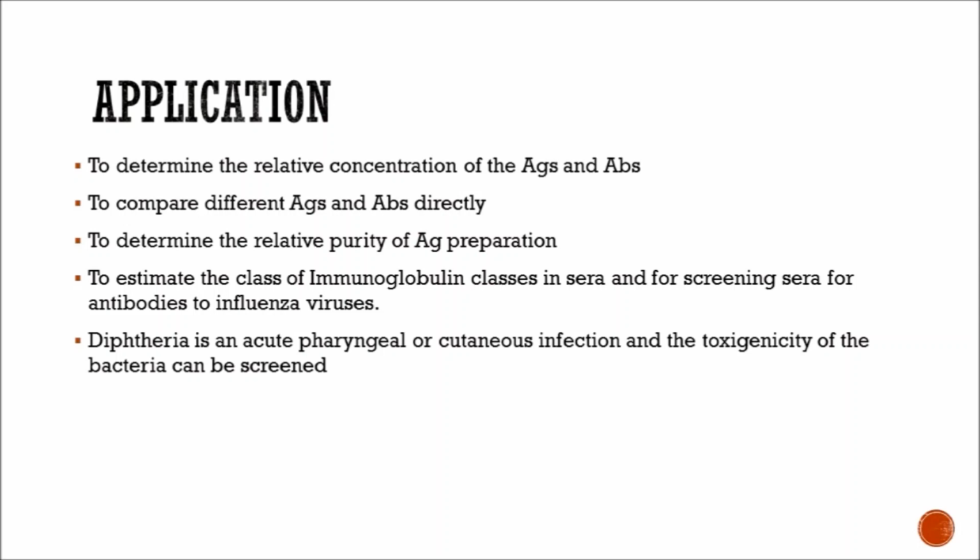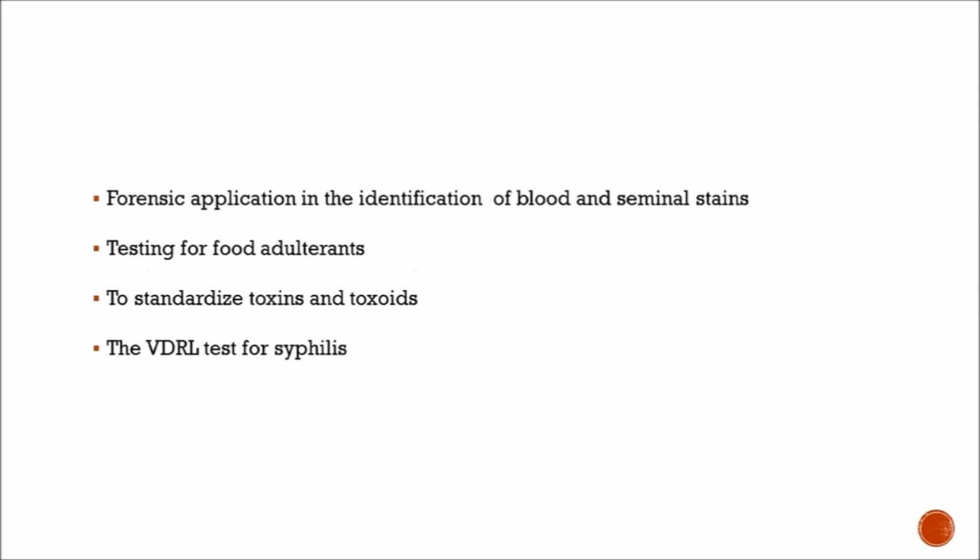The different classes of immunoglobulins in serum can be analyzed, and antibodies to influenza virus can also be screened using the immunodiffusion technique. Diphtheria, which is an acute pharyngeal or cutaneous infection, and the toxigenicity of this bacteria can be screened using immunodiffusion. In forensic applications, blood and seminal stains can be identified. Food adulterants can be tested, and the method can be used to standardize toxins and toxoids. The VDRL test for syphilis, that is the Venereal Disease Research Laboratory test, uses the principle of immunodiffusion.